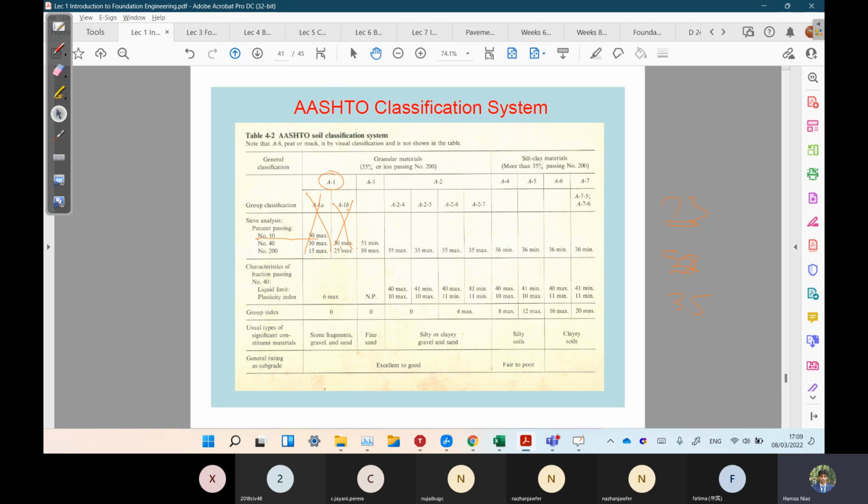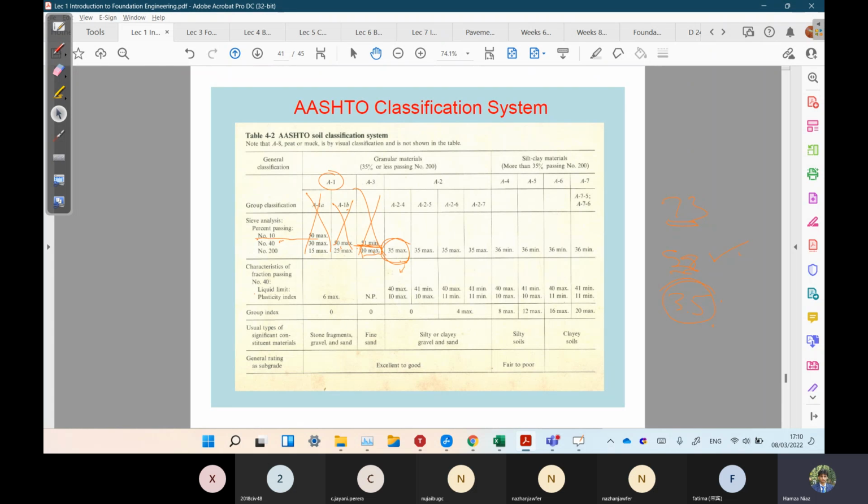For A3 soil, we require 51% minimum passing number 40. So that's fine. And 10% is the maximum fines. So we have 35%, greater than 10. Cross this one also. For A2-4, our only requirement is 35% maximum fines. So we also have 35%, so that's fine.